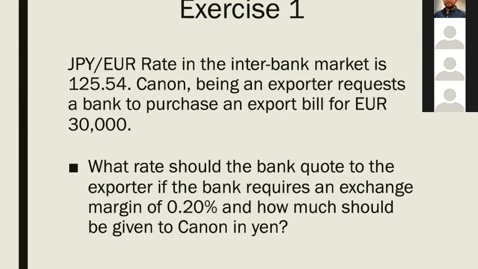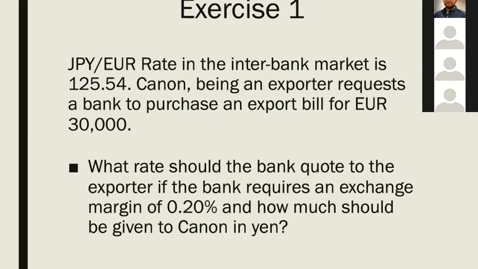So here, the bank needs some margin, the bank needs profit. So that profit is 0.2%. So it has to be 125.54 minus 0.2%. That's the bank's profit. In this case, you have to calculate that way and then multiply with 30,000.